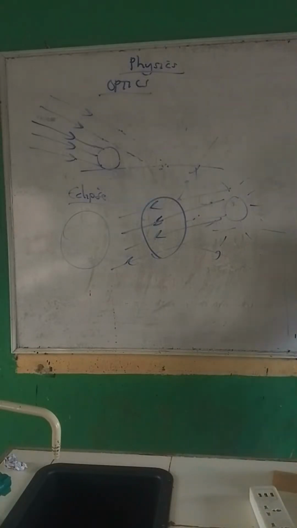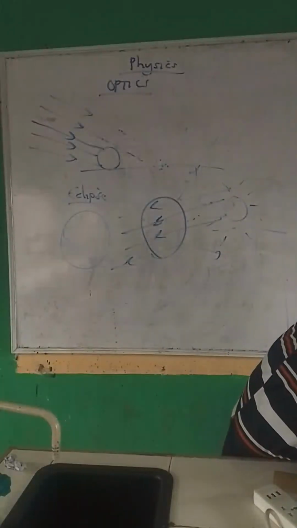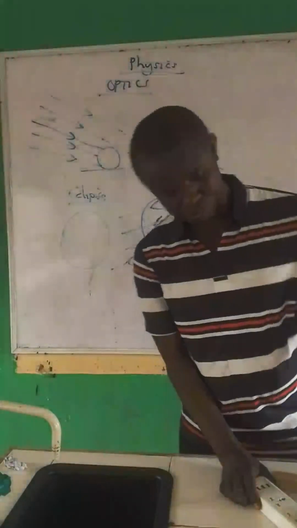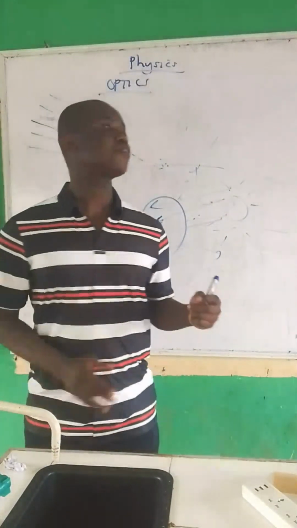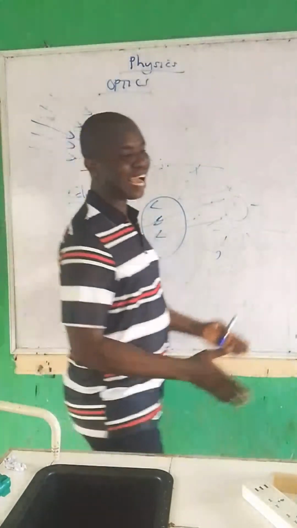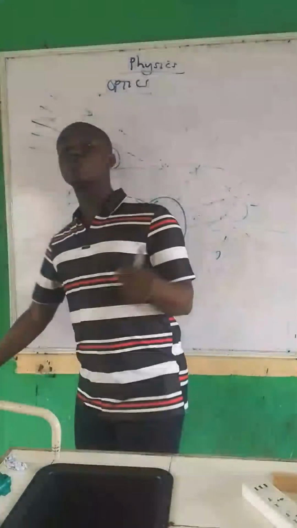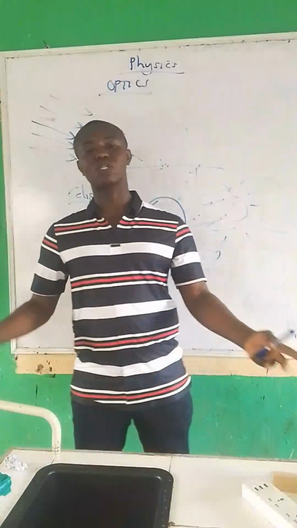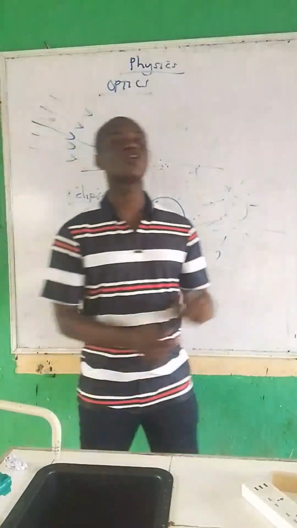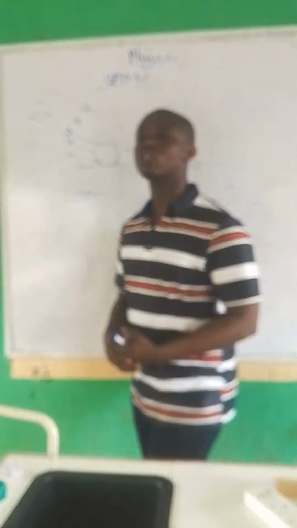Now we have two types of eclipses, basically. We have the lunar eclipse and the solar eclipse. The solar eclipse is also called the eclipse of the sun, while the lunar eclipse is also called the eclipse of the moon.